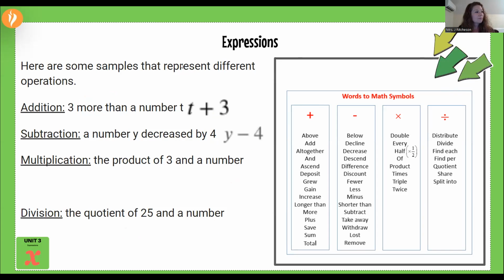All righty. Hey, we got them right. We got them right, you guys.